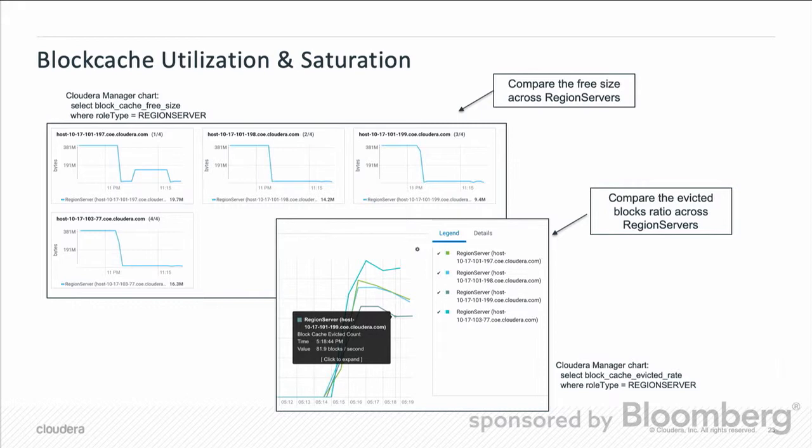If the utilization is high enough, but the eviction rate is also high, it's a sign that the Blockcache size is too small to handle the current workload. So it's time to think about increasing the cache size.